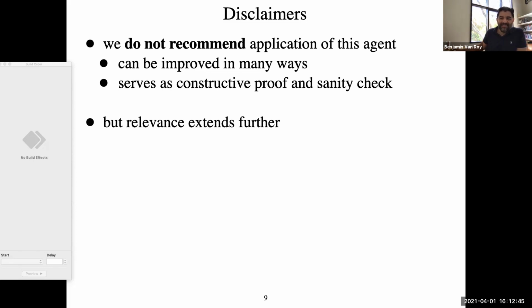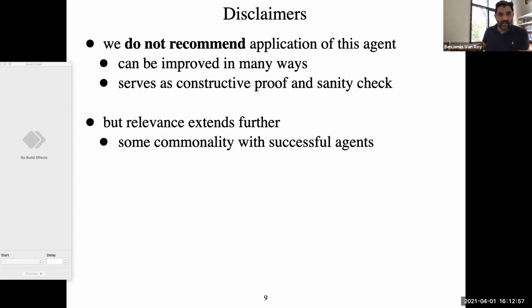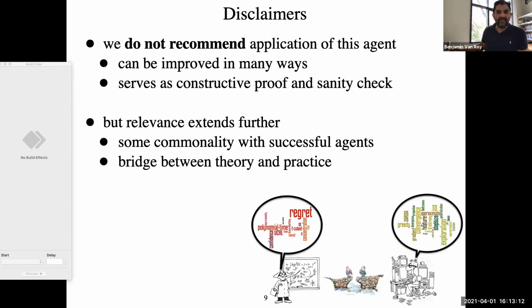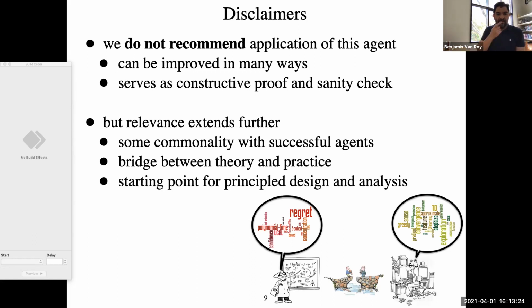But unlike a lot of the theoretical reinforcement learning literature, this agent actually does connect in some way with ideas that are used in practical agent design. In fact, there's some commonality with successful agents, largely because of the fact that the agent relies on Q learning. And as such, this agent and the analysis may offer a starting point for a bridge between the theory and practice of reinforcement learning, as well as a starting point for more principled agent design.